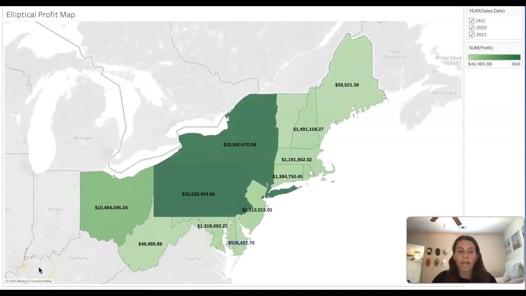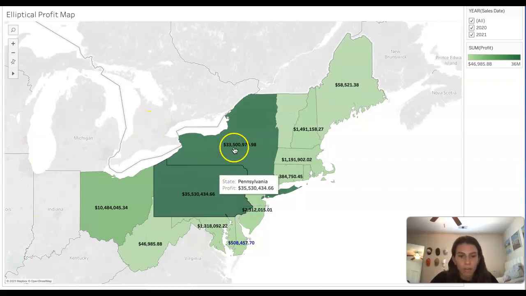So now I just wanted a clear visualization that is just ellipticals and just the East. So I created this map, and when you drag your cursor along them, you could see the name of the state and their profit, even though it's already labeled. It's helpful for these smaller states like Rhode Island, where you can't really fit it all onto that little piece of land. So from this, I can visually see that New York and Pennsylvania have some of the highest profits.